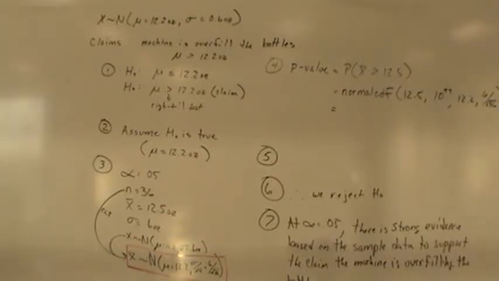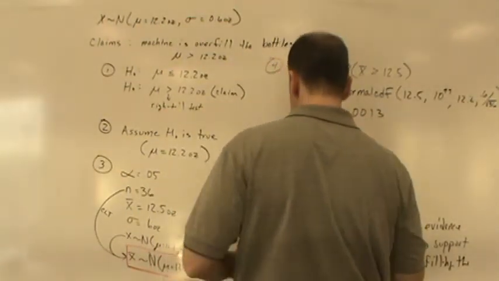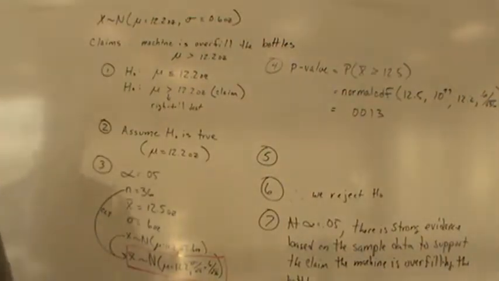Point 1. And we want the probability, it's a right-tailed test, so we want the probability of being greater than what? 12.5. And we get 0.0013. And now that's it. We got our p-value, right? So the p-value is 0.0013.